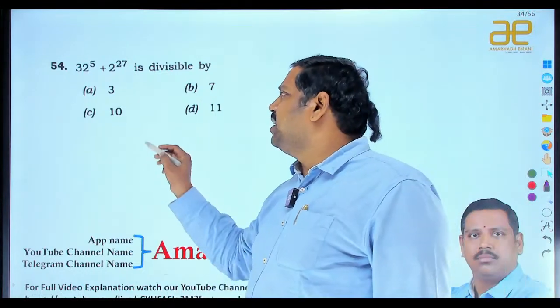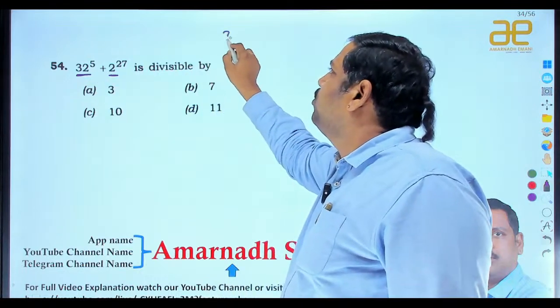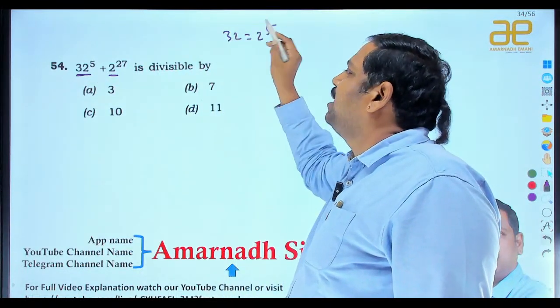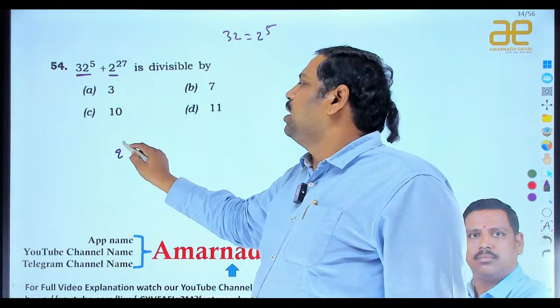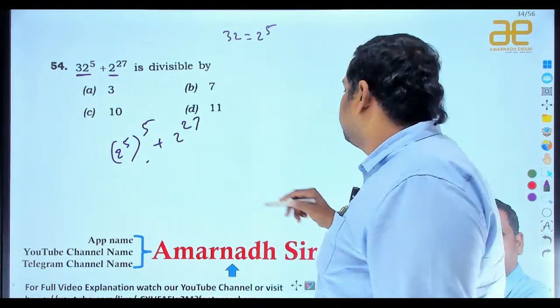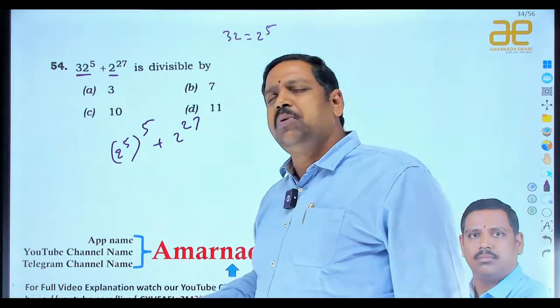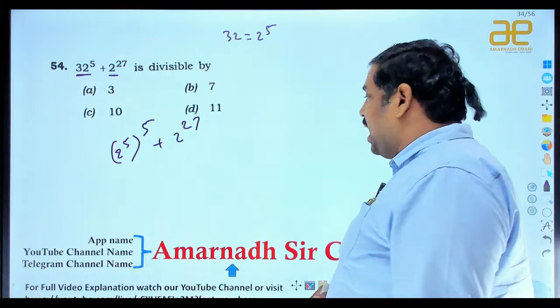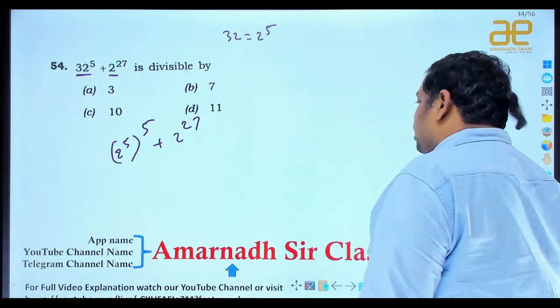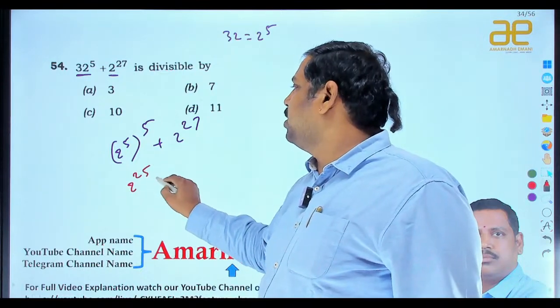Or else the simple way is, here the base is 2, here it is 32. The beauty of 32 is that it is 2 power 5. That is the important point. 32 power 5 means (2 power 5) whole power 5, plus 2 power 27. That's why many times I say that if you want to be good at quantitative aptitude, you should be very good at numbers, and you should be able to interrelate the numbers. It is 2 power 25 plus 2 power 27.